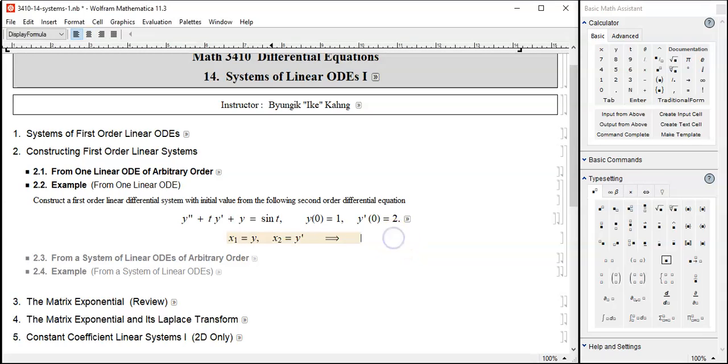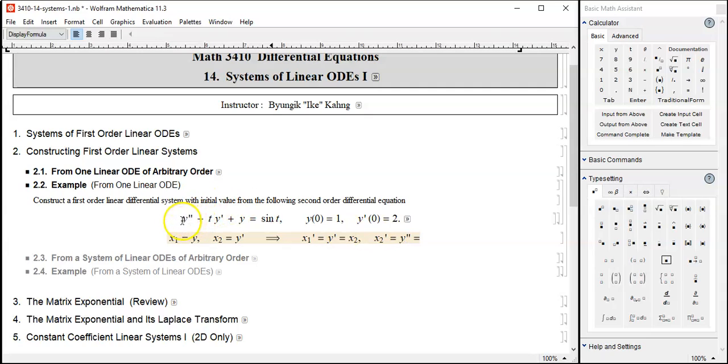Let's find out the system. So x1 prime, what is x1 prime? It's y prime, isn't it? x1 is equal to y, so y prime, and that's equal to x2, just by definition. Make sense? Okay, how about x2? Derivative x2 prime, and that's y double prime. Yeah, x2 is already y prime, so take the derivative again, that's second derivative.